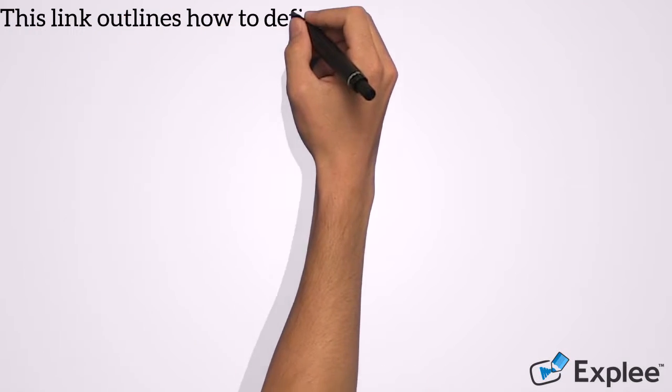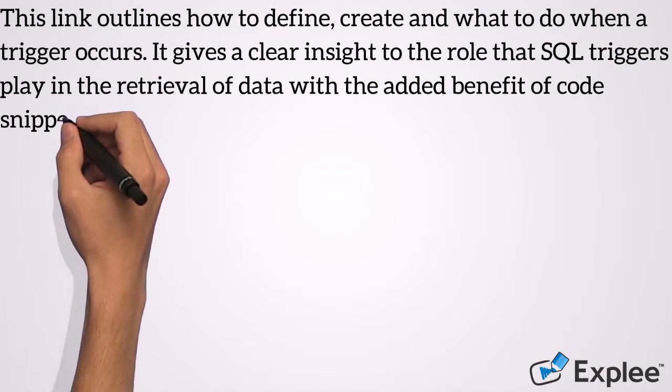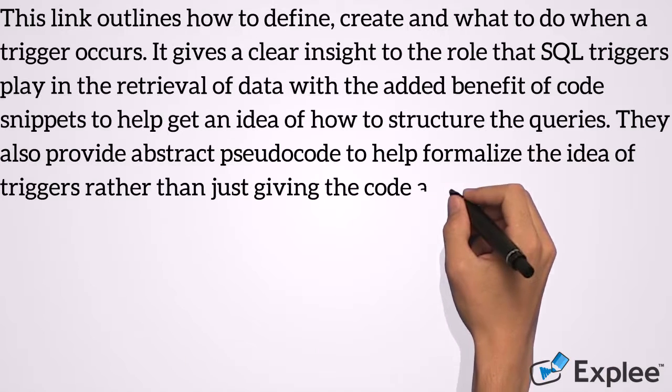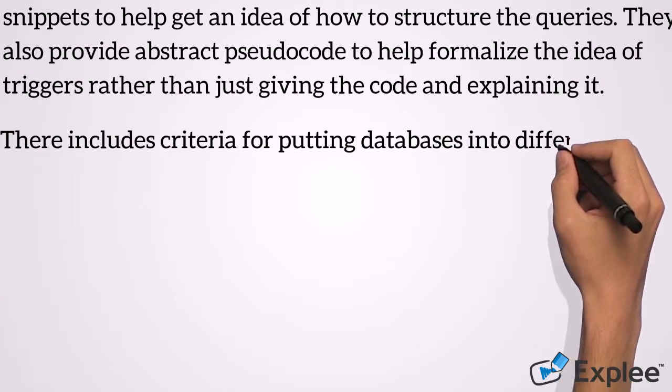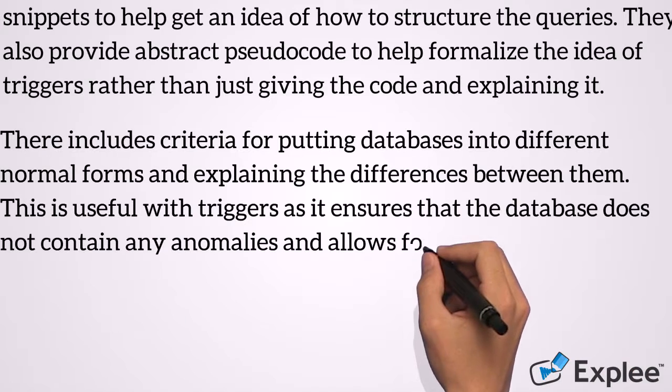This link outlines how to define, create and what to do when a trigger occurs. It gives a clear insight into the role that SQL triggers play in the retrieval of data with the added benefit of code snippets. This helps to get an idea of how to structure the queries. They also provide abstract pseudocode to help formalize the idea of triggers rather than just giving the code and explaining it. There are also criteria for putting databases into different normal forms and explaining the differences between them.